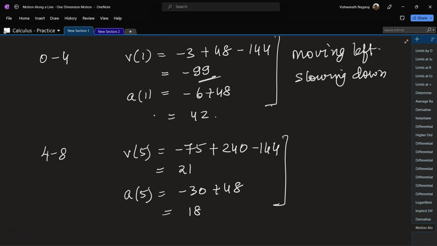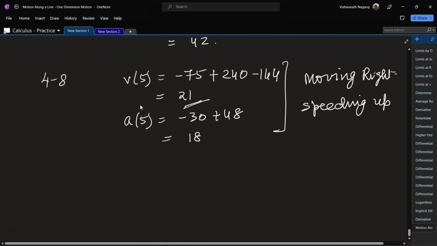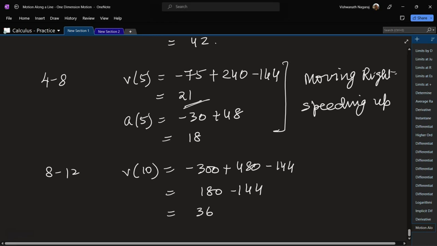Now here if you notice, both are positive, so it is speeding up. This is positive, so it is moving to the right. Okay, now 8 to 12. So let's take v of 10. This would give us minus 3 times 10 squared, that is minus 300, plus 48 times 10, that is 480, minus 144, which gives us 36.